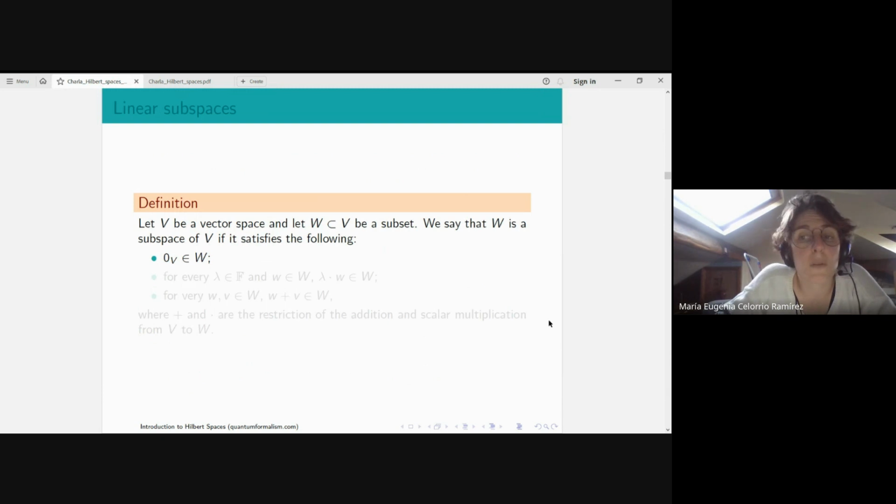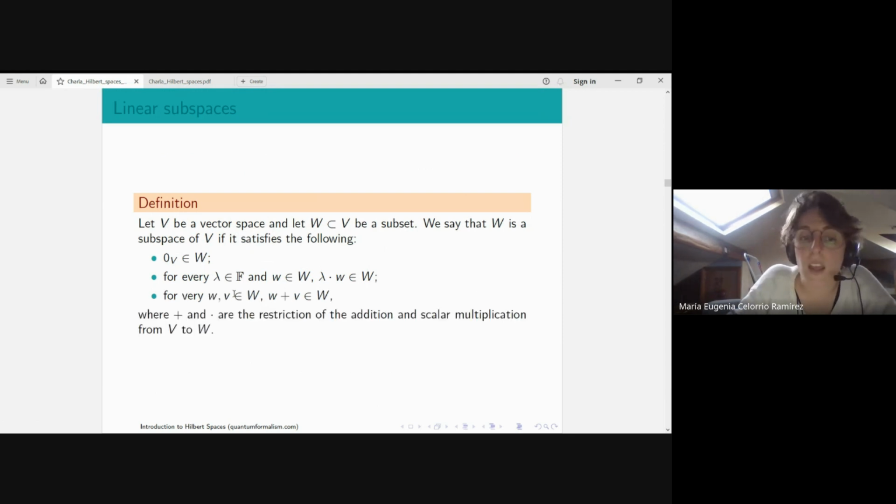So we say that W is a linear subspace of V if it satisfies the following. The zero vector that was in our V is also in W. For any scalar, whenever we take an element of W and do the scalar multiplication, we are still in W. And whenever we have two vectors in W and we add them, we are still here.